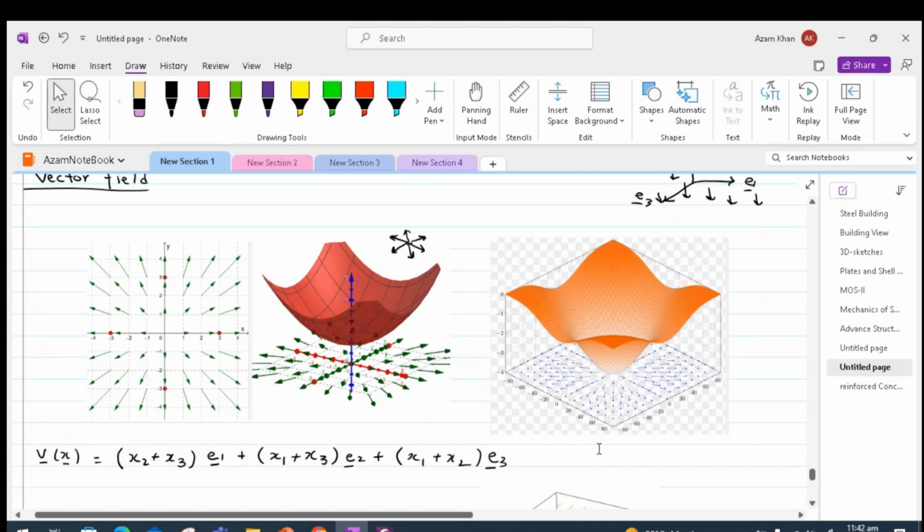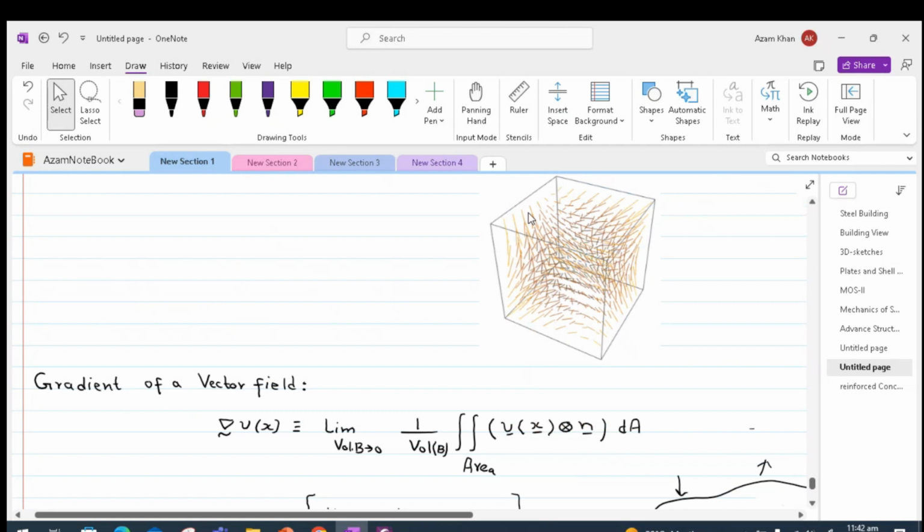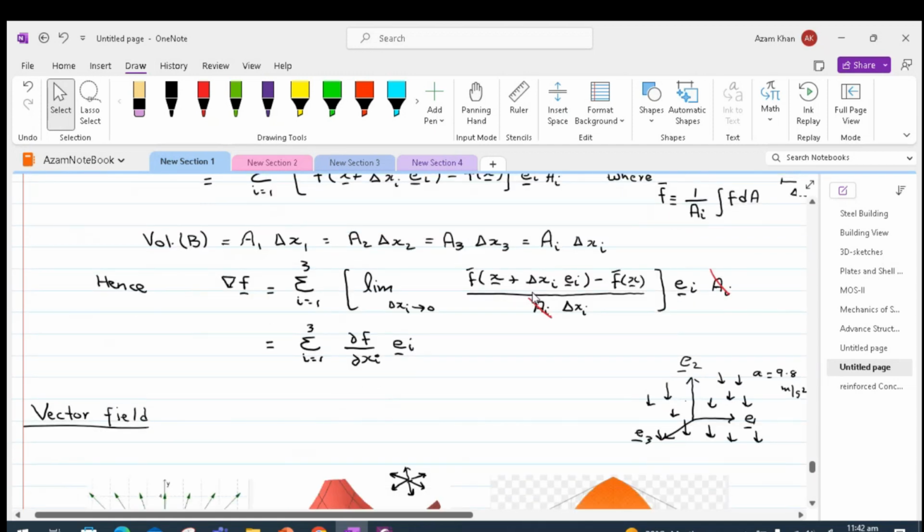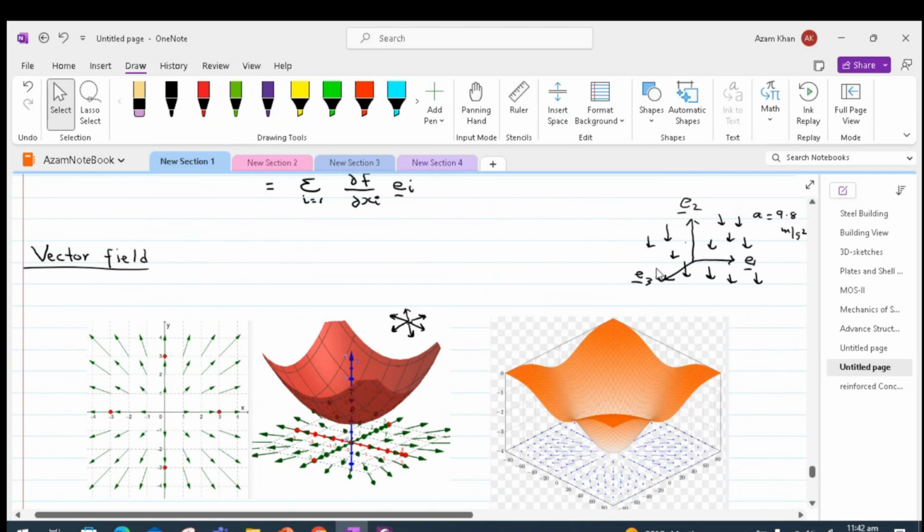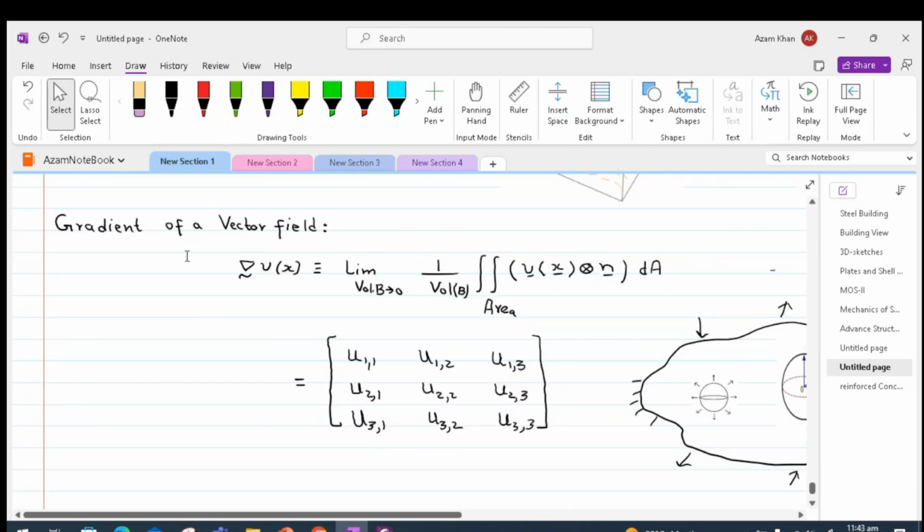This sort of field tells us where the valleys and peaks are, and at which place the function is becoming maximum or minimum. In a 3D setting, we will have a function looking like this one. We already discussed the 3D space of a gravitational field. This brings us to the definition of gradient of a vector field.